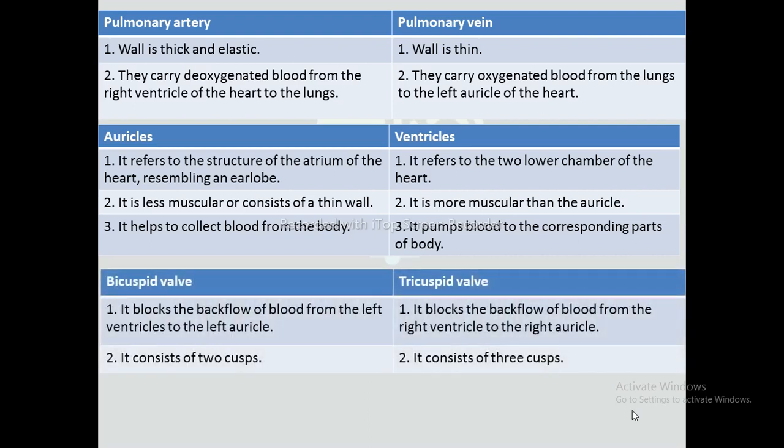Difference between bicuspid and tricuspid valve. The bicuspid valve blocks the backflow of blood from the left ventricle to the left auricle, whereas the tricuspid valve blocks the backflow of blood from the right ventricle to the right auricle. The bicuspid valve consists of 2 cusps, whereas the tricuspid valve consists of 3 cusps.